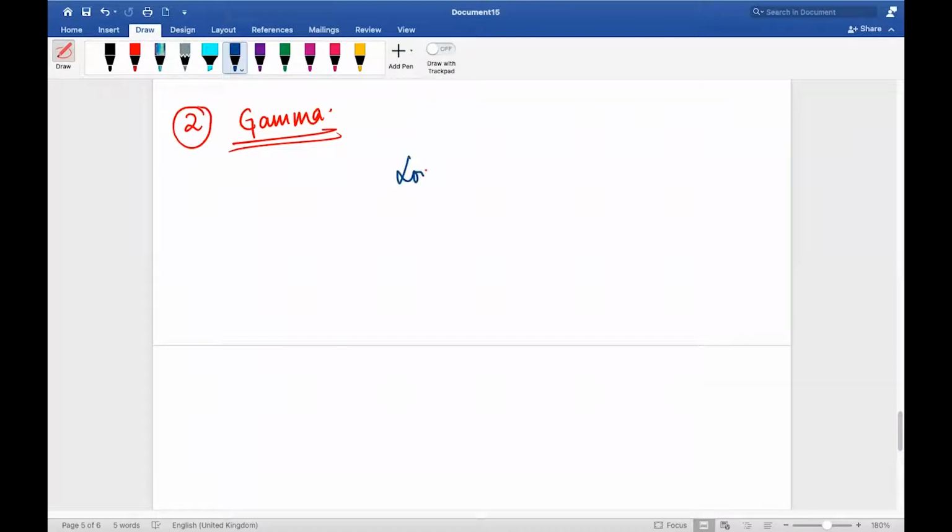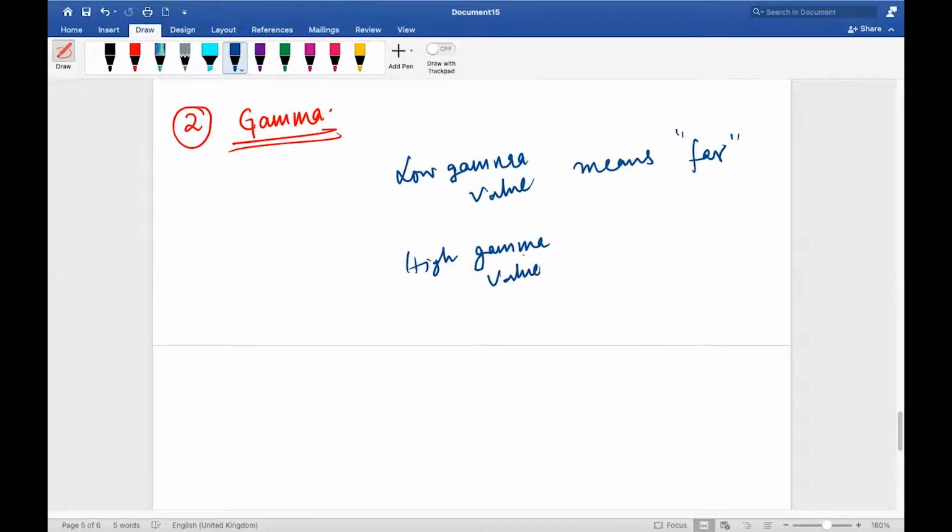Now, I'm just defining it first and then I'll explain. Low gamma value means far points are also considered. Far means distant points. And high gamma values mean only nearby points. Just remember this. After that, I'll explain what this means.